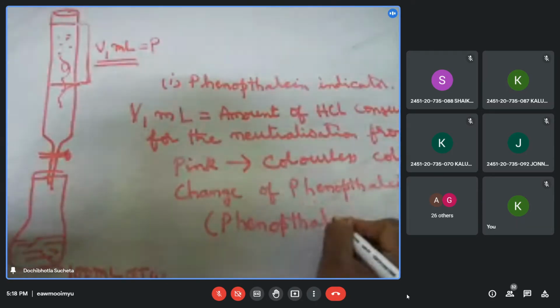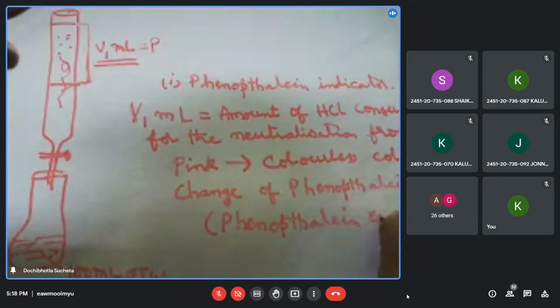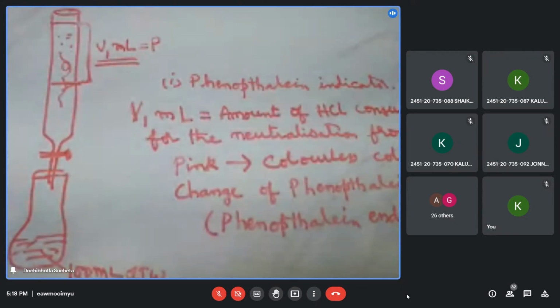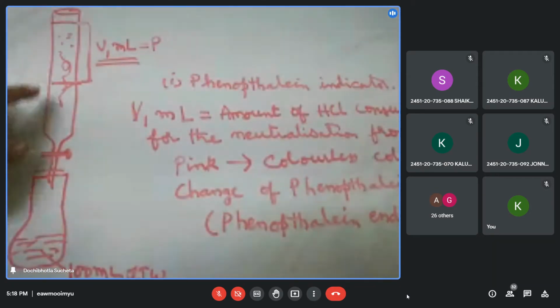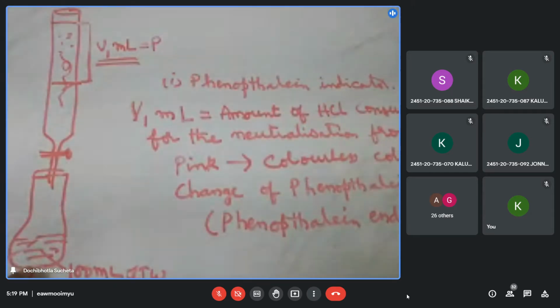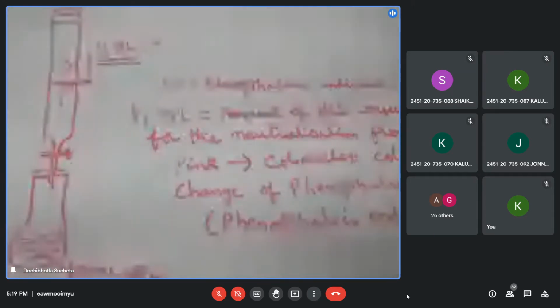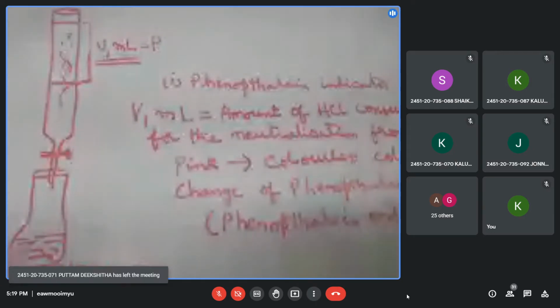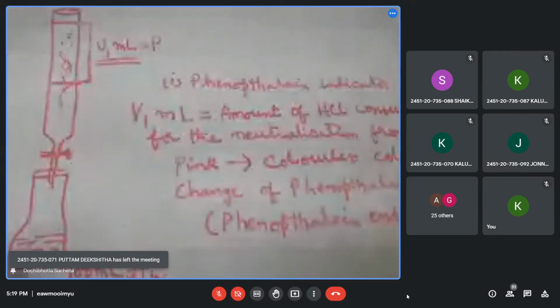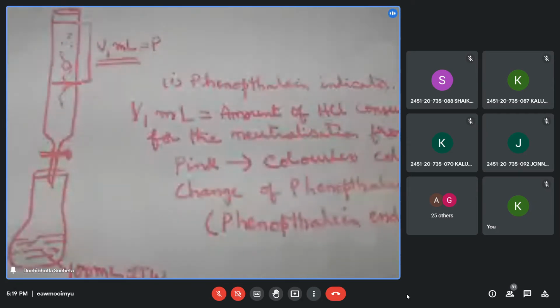Phenolphthalein endpoint. It shows the phenolphthalein endpoint. Okay, that's the first point. What's the second point? Now from here I'll not throw away the solution. I'll take the same old solution to the next step. Now I'll add methyl orange indicator to this colorless solution. What should be the color of the indicator? Yellow or red?